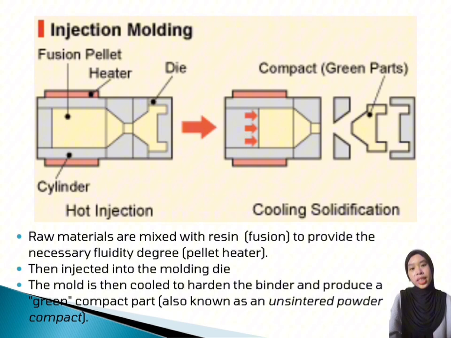The last one is injection molding. We have 2 steps, which are hot injection and cooling solidification. Firstly, raw materials are mixed with resin, which is fused, to provide the necessary fluidity, in the pellet heater. Then we inject it into the molding die. Then the mold is cooled to harden the binder and produce a green compact part, which is also known as an unsintered powder compact.